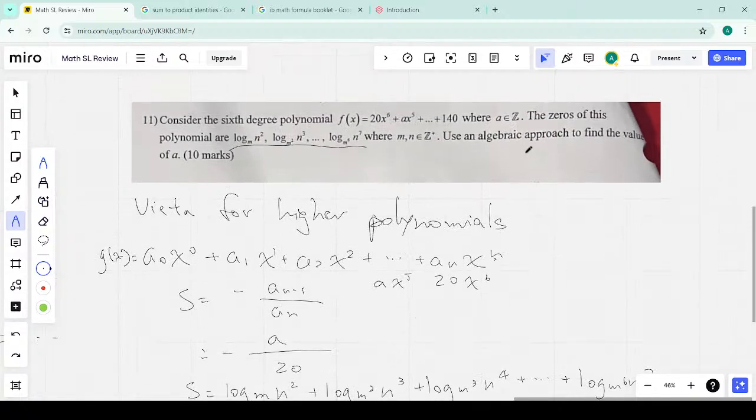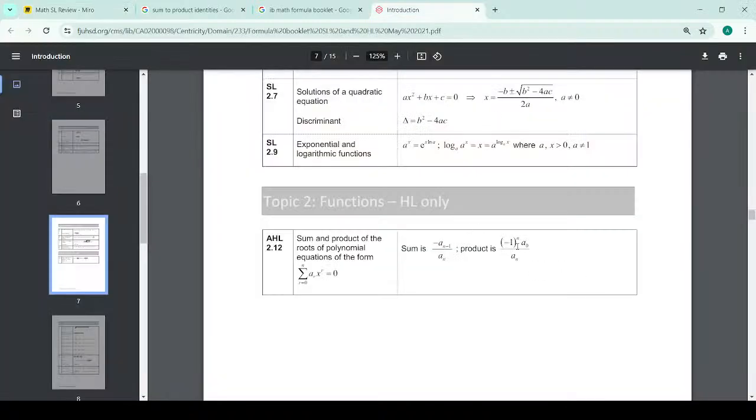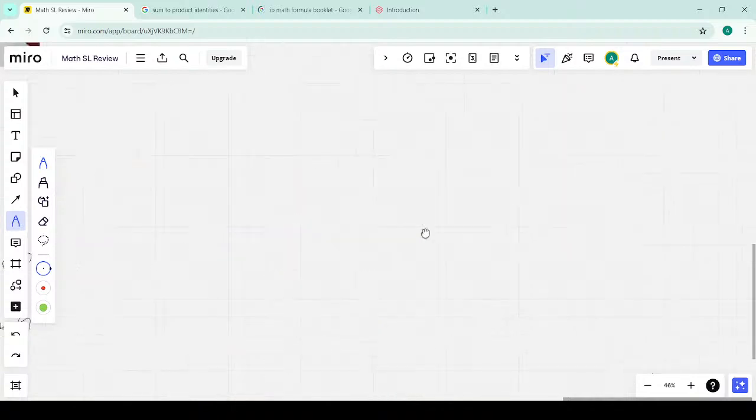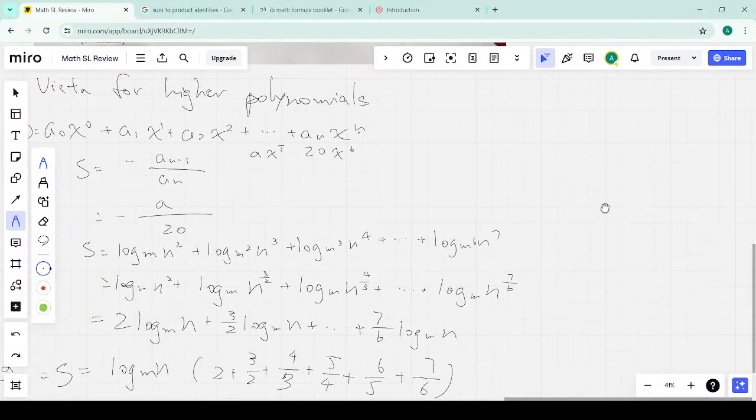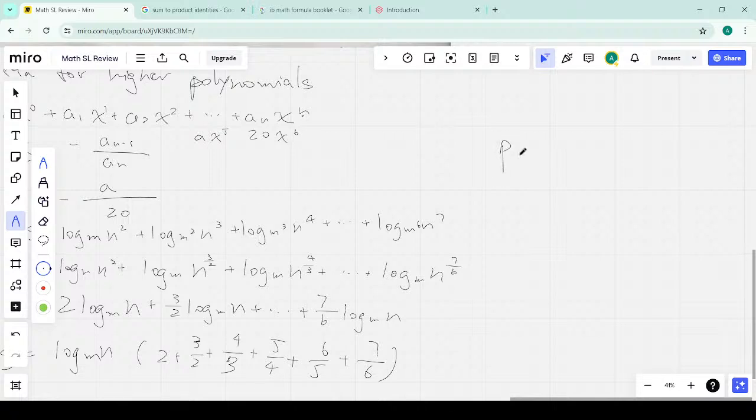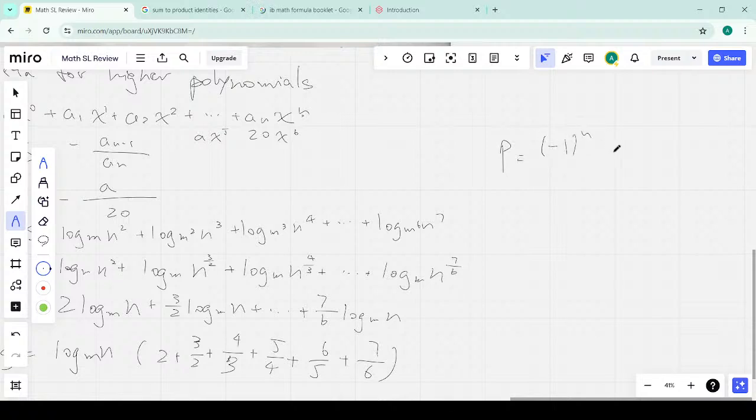The next step is to notice why they gave us 140. They wouldn't just give us the last term, or a0 in this case, without any reason. So if we take a look back at the formula booklet, we know that the product is negative 1 to the power of n, a0 over an. So I'll write that over here. Product equals negative 1 to the n, a0 over an.